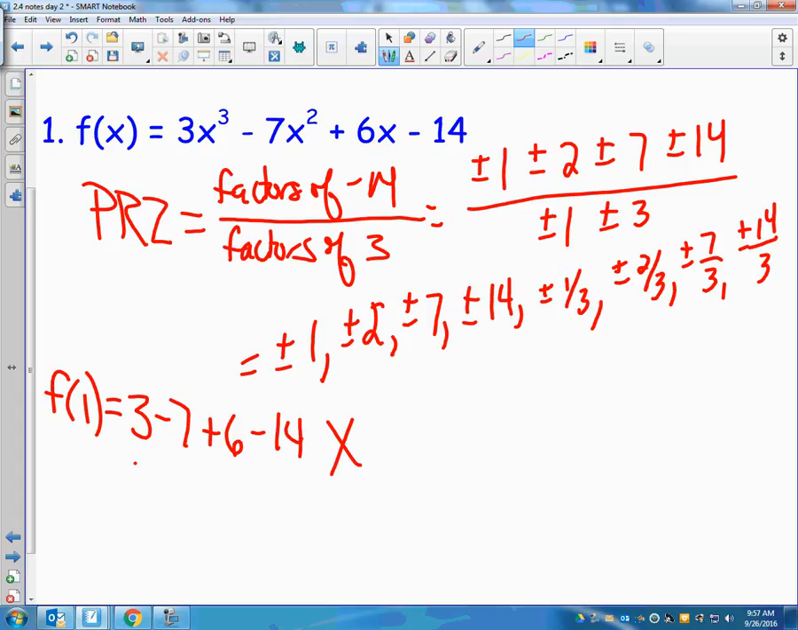15 more to go. Then I'm going to pick -1. Again, there's no rhyme or reason to this except I just like 1 because it's easy for me. If I plug -1 in, I get -3, -7, -6, -14. Those are all negative now, right? Does that tell me anything about my numbers? Should I pick any more negative numbers right now? Because when I pick a negative number, all the signs turn negative.